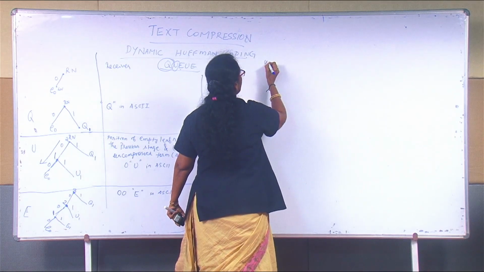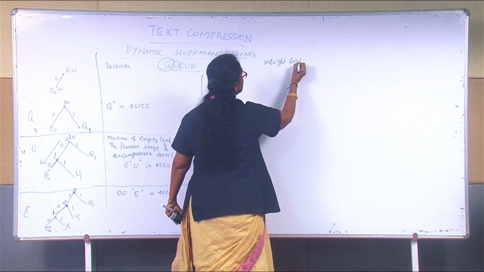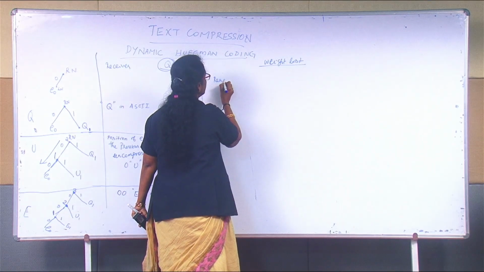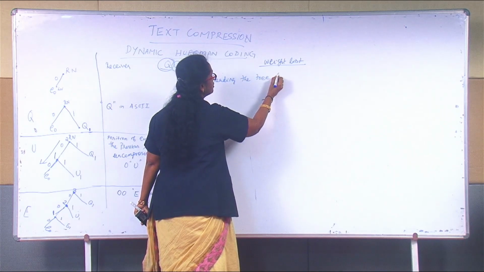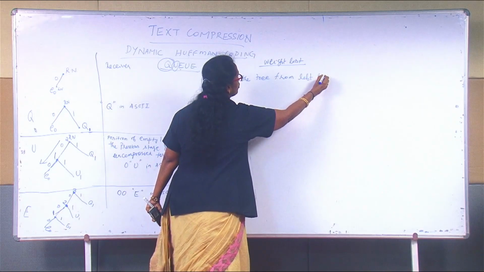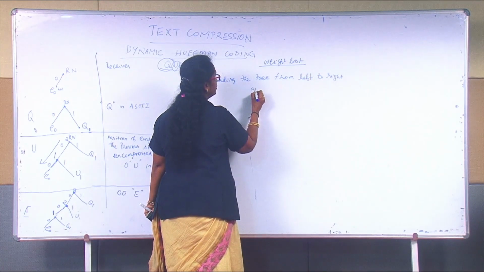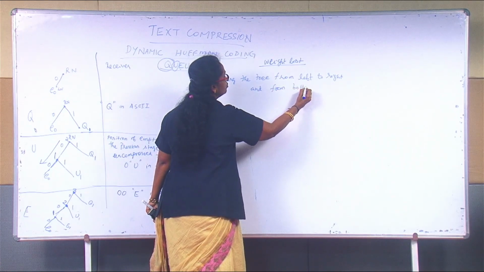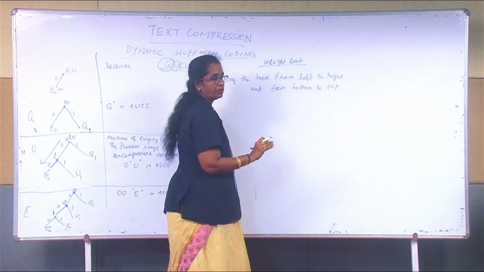The weight list is derived by reading the tree from left to right and from bottom to top. In this way, you have to read the tree.